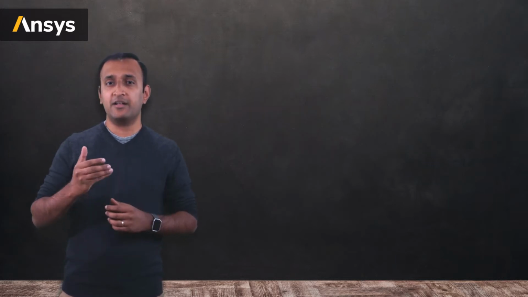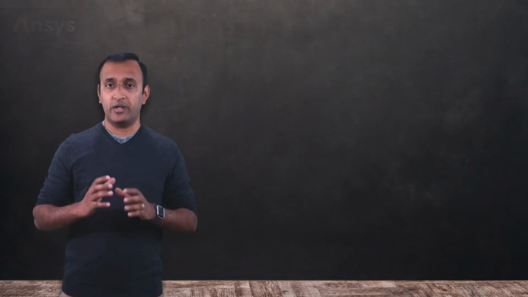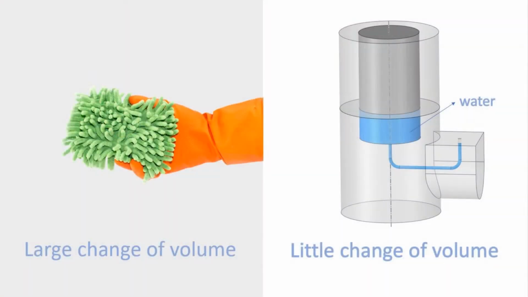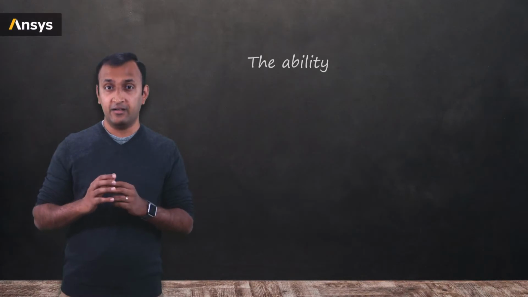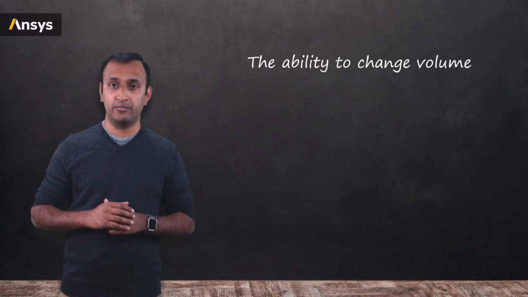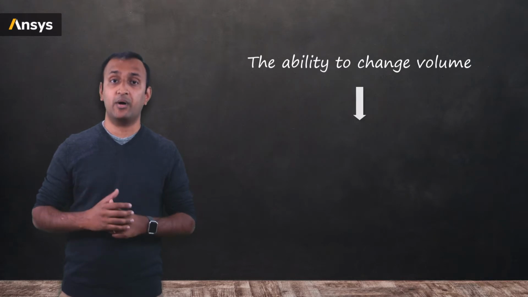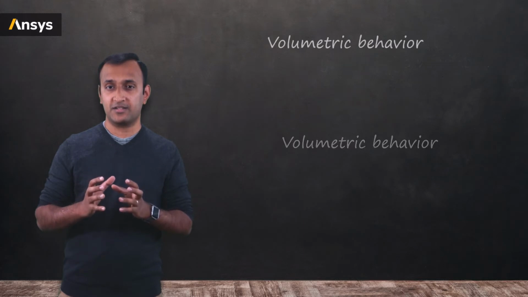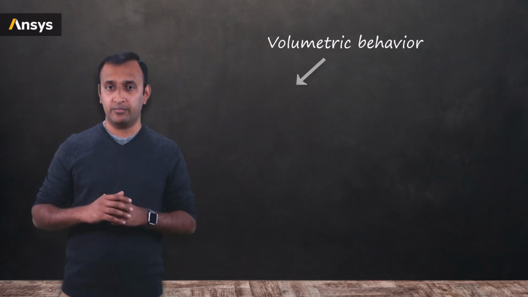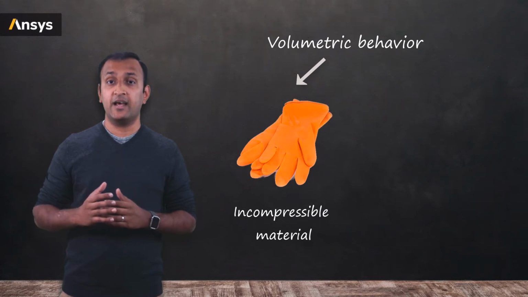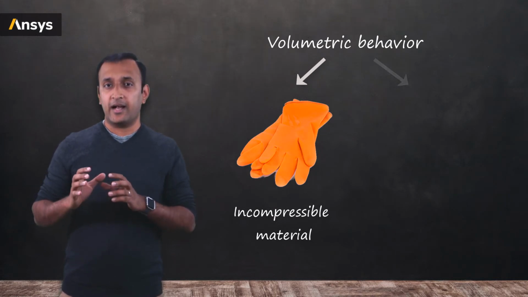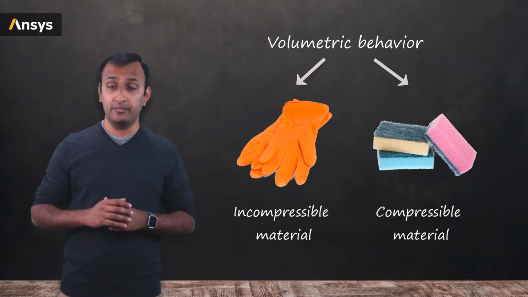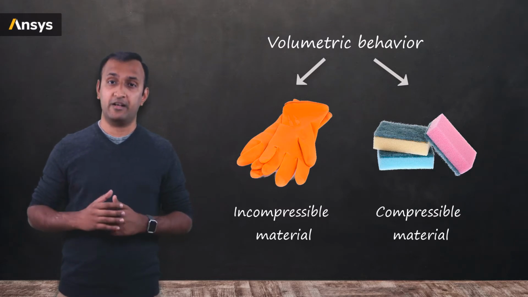It depends on the intrinsic properties of the material, whether there is a very large change in volume or if there is a negligible or no change in volume at all. The ability of the material to change or not change its volume during deformation is nothing but volumetric behavior. The materials that do not change their volume during deformation are called incompressible materials, and the materials that do change their volume are nothing but compressible materials.